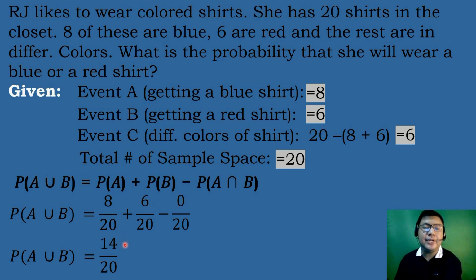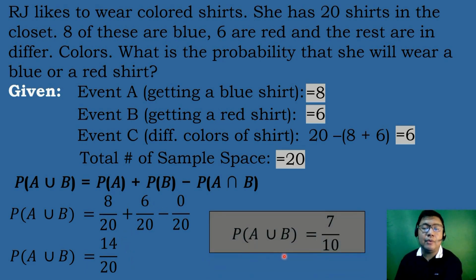So we have 14 over 20, and in lowest terms that is equal to 7 over 10. Therefore, the probability that she will wear a blue or a red shirt is equal to 7 over 10.